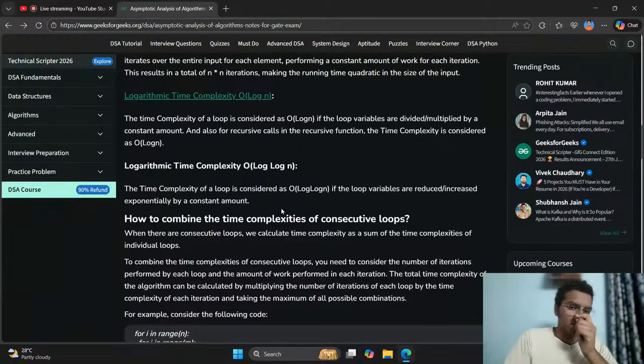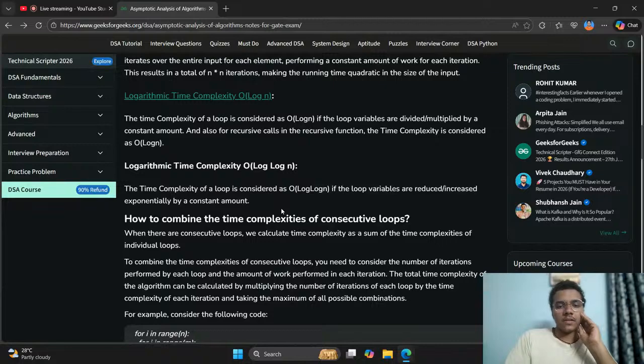Logarithmic time complexity, O of log n. The time complexity of a loop is considered as O of log n if the loop variables are divided or multiplied by a constant amount. And also for recursive calls in the recursive function, the time complexity is considered as O of log n.